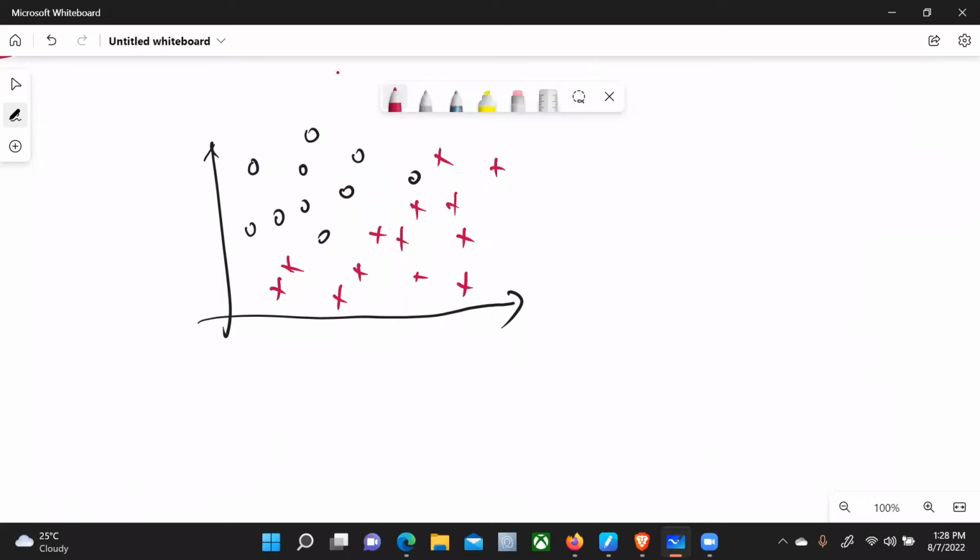What can we do here? Again, maybe the task would be to come up with a right function which would be able to segregate these two classes. So we will get a proper segregation. Maybe not a perfect one, but let's see. We might be able to get a proper segregation in this scenario.